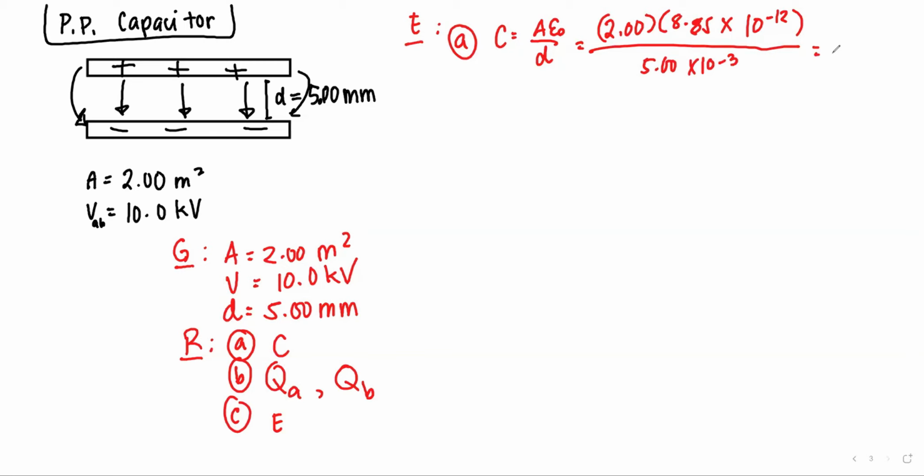3.54 times 10 to the negative 9. What is negative 9? Nano, micro? Nano. Okay, so that is 3.54 nanofarad. That's letter A. What about letter B?